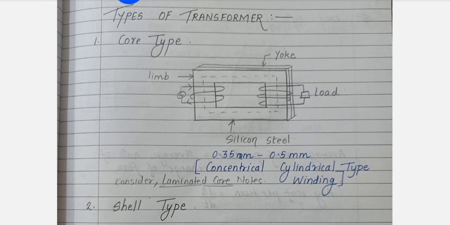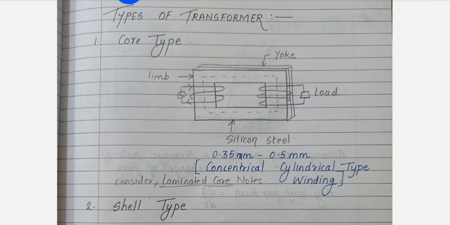Okay, so while you are drawing the diagram, you should ensure that you are correctly depicting the core type transformer with concentric cylindrical windings, indicating the arrangement of the windings on the limbs of the I-shaped core. Then here you have to remember that the core type typically uses silicon steel laminations to construct the core, providing low core losses, okay.